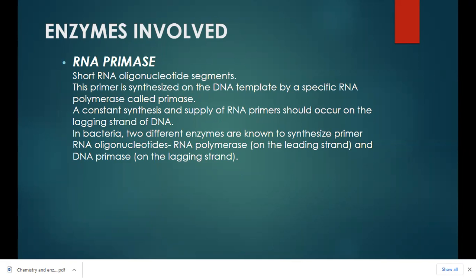So in bacteria, there are two different enzymes which are known to synthesize the primer. They are RNA polymerase and DNA primase. So this RNA polymerase has activity on the leading strand, and DNA primase on the lagging strand.